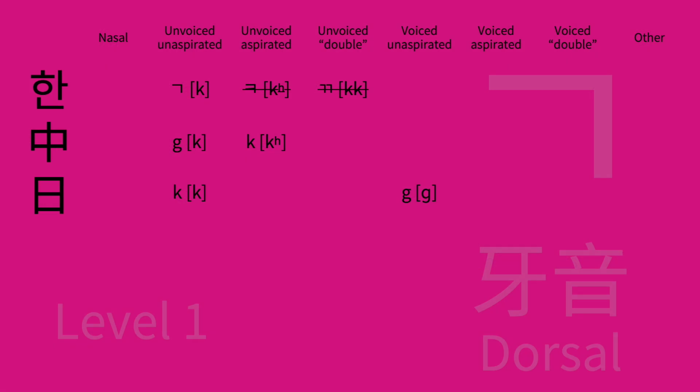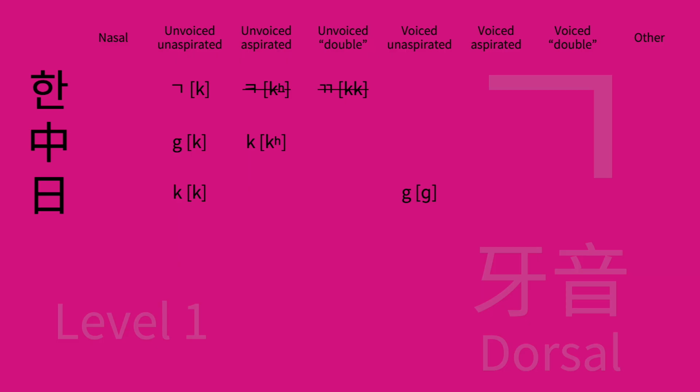The fourth group is the dorsal consonants, where the airflow is obstructed using the back of the tongue. The name dorsal is derived from the Latin word dorsum, which means back. King Sejong also calls these the teeth sounds, but with a different character. In Hangul, these are the consonants based on the kiyok, which depicts the side view of the root of the tongue blocking the throat. For Korean, we have k.